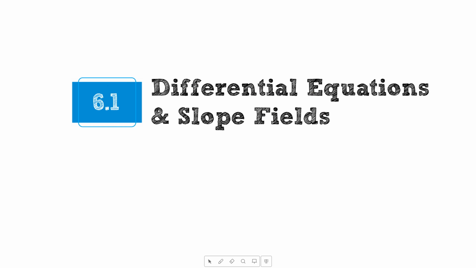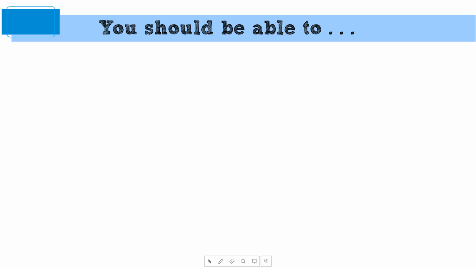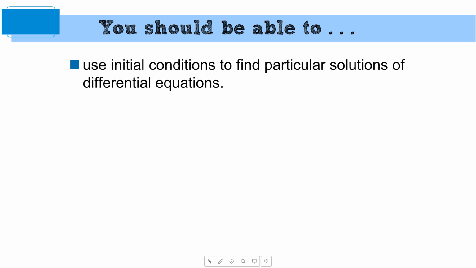We're going to take the ideas that we've delved into with differential equations. We've done a little bit of differential equations along the way. We've talked about slope fields, and we're going to marry those two things together. At the end of this slideshow, I will show you an example of a true AP question that we've seen in the past that deals with these two different things. You should be able to use initial conditions to find a particular solution of a differential equation.